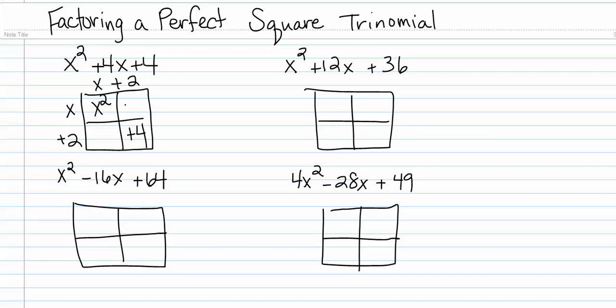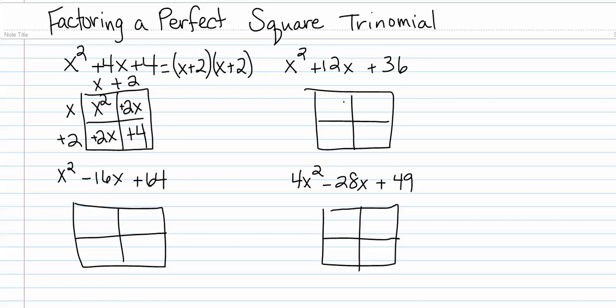So now let's just make sure that this other diagonal is going to add up to a positive 4x. I got a 2 times x in this box because that's the intersection of 2 and x. I have another 2x in this box because the x column intersects with the 2 row. And when I add those together, I get a positive 4x. So the factors of x squared plus 4x plus 4 would be x plus 2 times x plus 2.